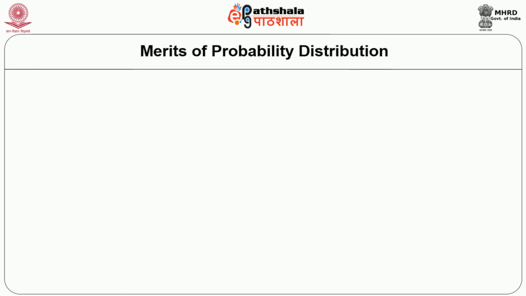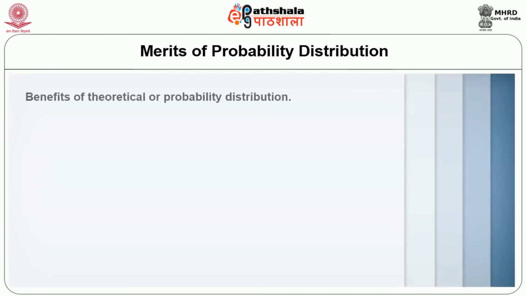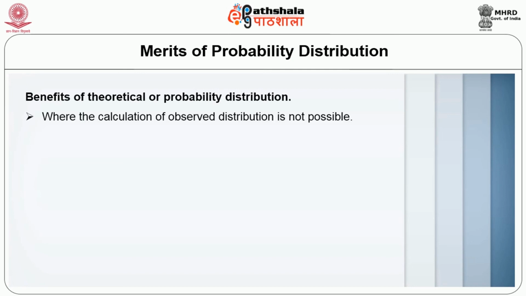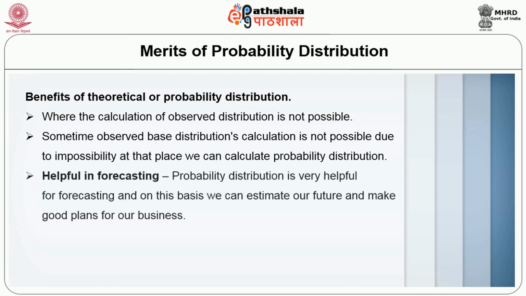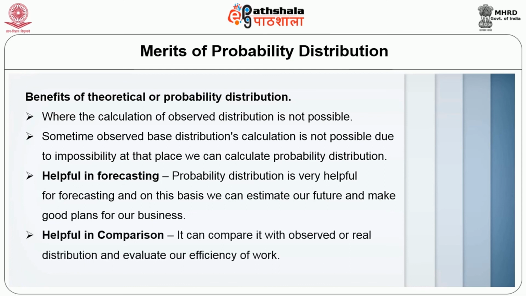Now let us understand the merits of probability distribution. The benefits of theoretical probability distribution are: number one, where the calculation of an observed distribution is not possible, that is one advantage. Second, sometimes observed distribution calculation is not at all possible, and at that place we can calculate the probability distribution. The third is that it is very helpful in forecasting; on that basis we can estimate our future and make good plans for our business. And it helps in comparison: it can compare real distribution and evaluate the efficiency of our work.